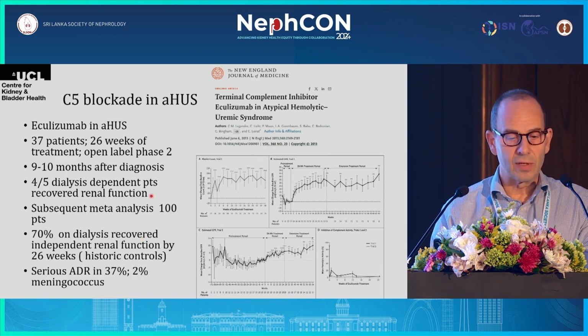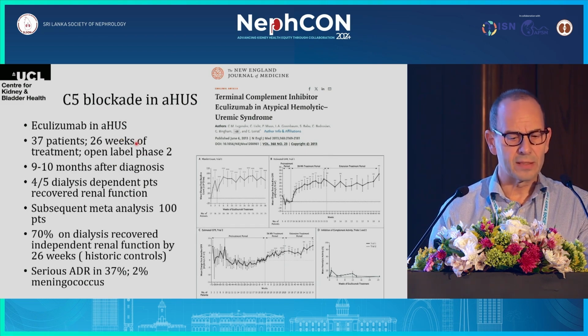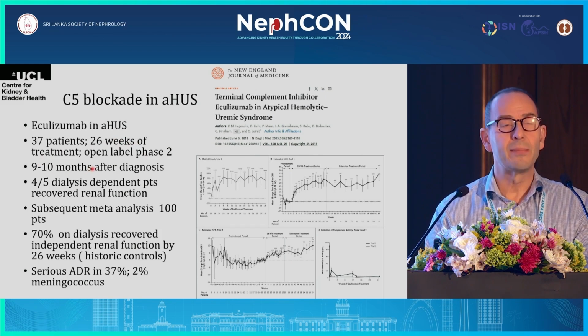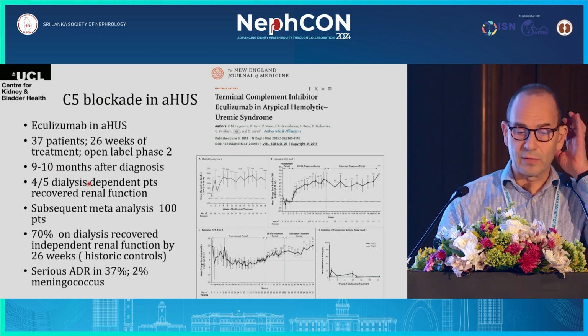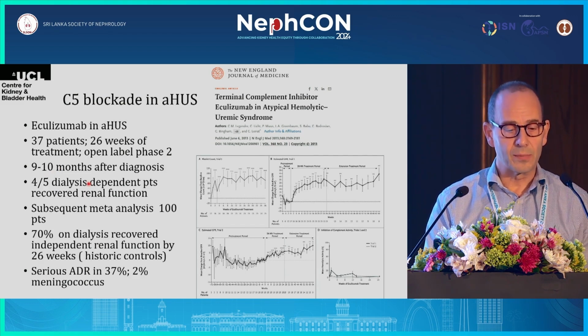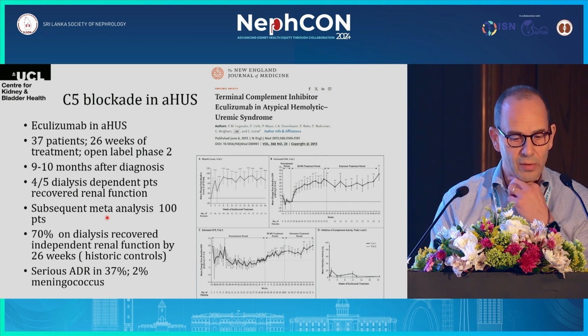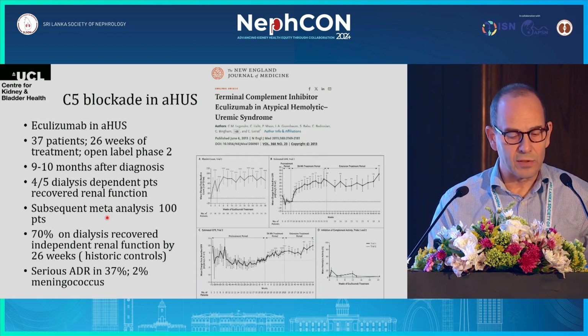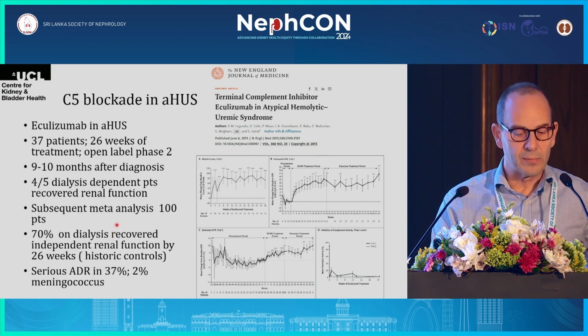This is the study really that put it in its place. A small number of patients treated for just over 6 months, interestingly, about 9 to 10 months after they were originally diagnosed with atypical HUS, and the outstanding results were that 4 out of 5 patients who were dialysis dependent regained independent kidney function after being treated with eculizumab. There have been meta-analyses since then showing that over 100 patients have been treated. The vast majority who were dialysis dependent recovered independent renal function.